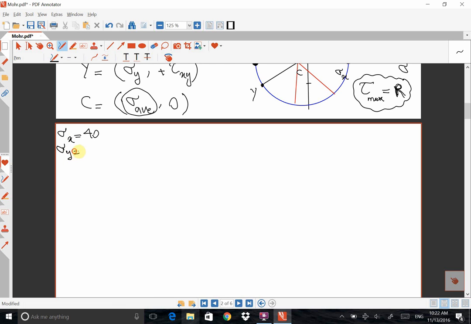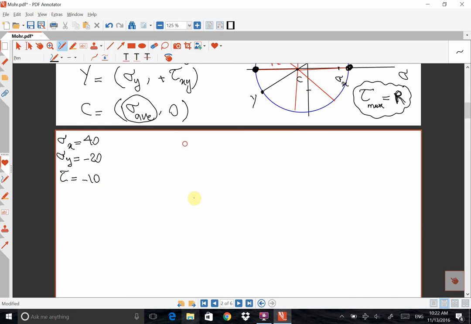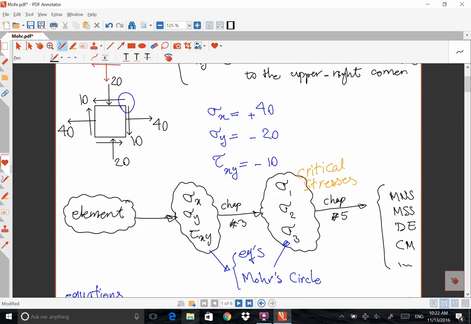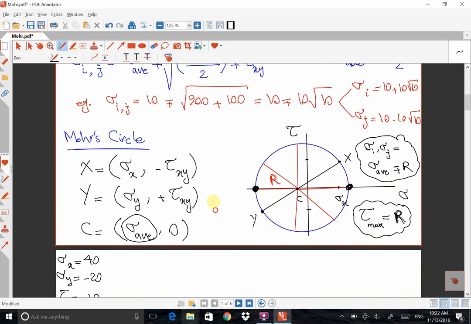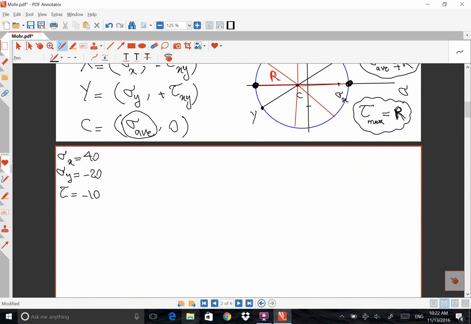Sigma y was minus 20, and shear stress was minus 10. Let me double check: 40, minus 20, minus 10. Okay, I want to draw a Mohr circle for this one.